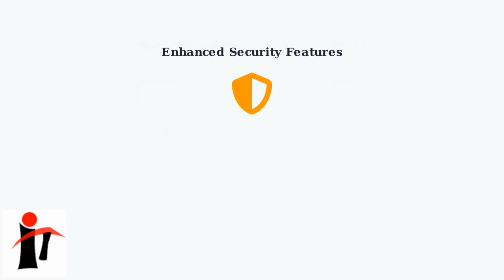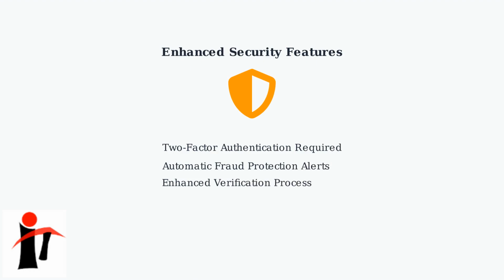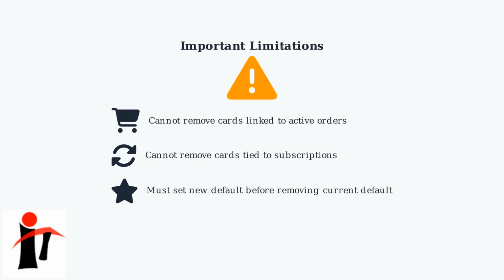Amazon has implemented enhanced security measures, including two-factor authentication requirements, automatic fraud protection alerts, and an improved verification process to keep your payment information safe. Before removing a credit card, keep in mind these important limitations. You cannot remove cards linked to active orders or subscriptions, and you must set an alternative default payment method before removing your current default card.